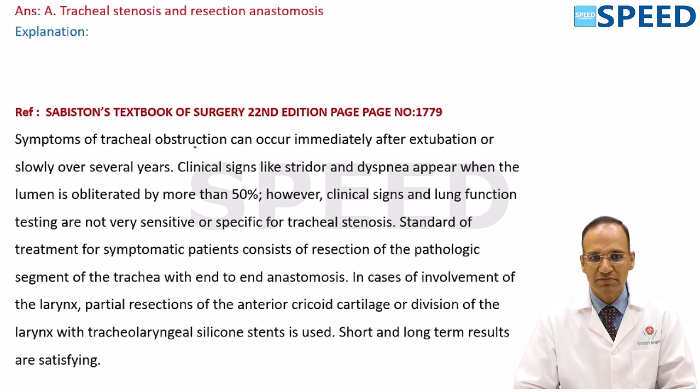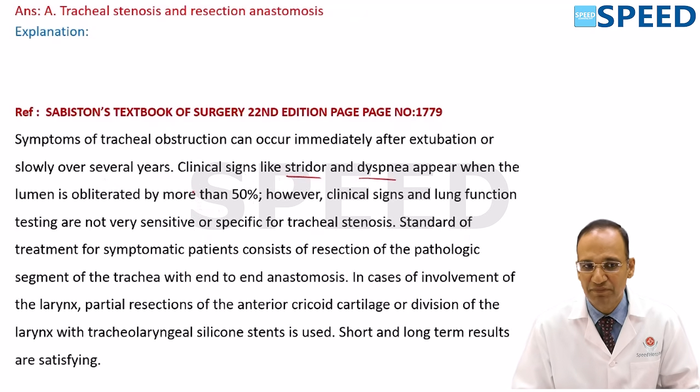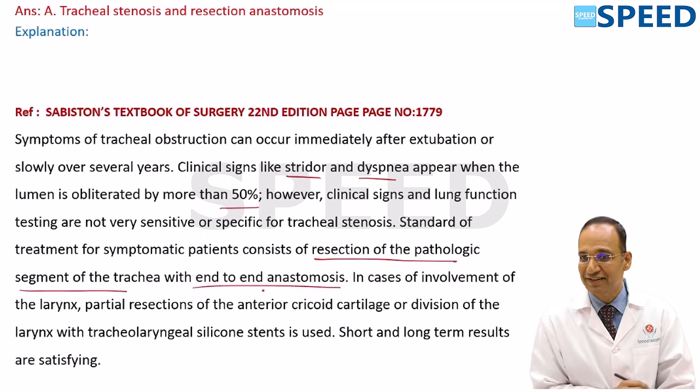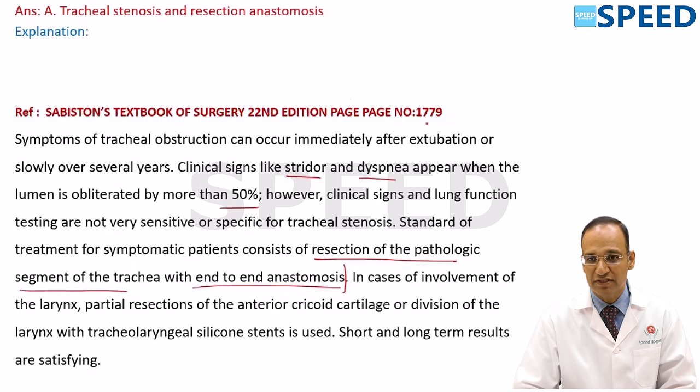Symptoms of tracheal obstruction occur immediately after intubation or slowly over several years, presenting with obstructive symptoms of stridor and dyspnea, because of obliteration of the lumen by more than 50%. Clinical signs and lung function testing are not very sensitive and specific for tracheal stenosis. The standard of treatment is that symptomatic patients are considered for resection of the pathological segment of the trachea and end-to-end anastomosis. This is what it is. Clear? This is given in Sabiston, 22nd edition, page number 1779.